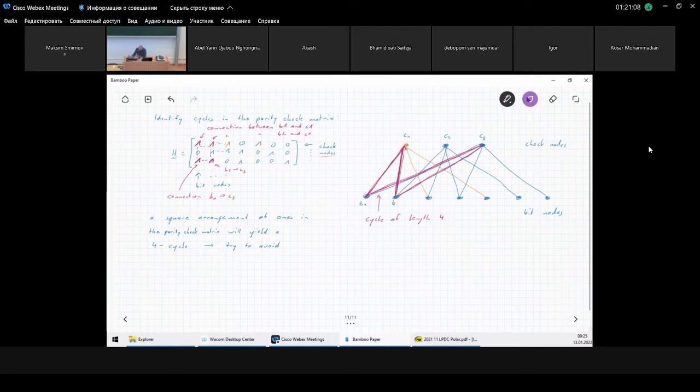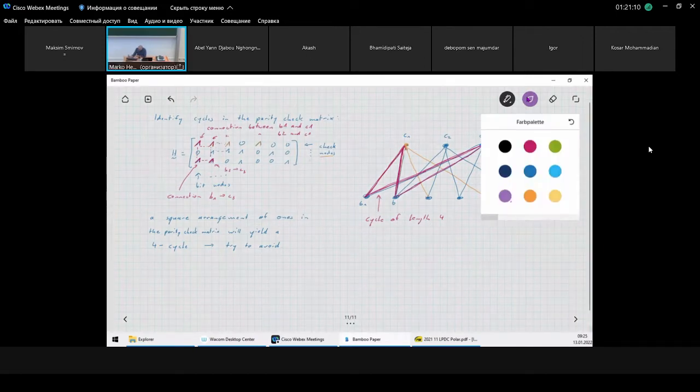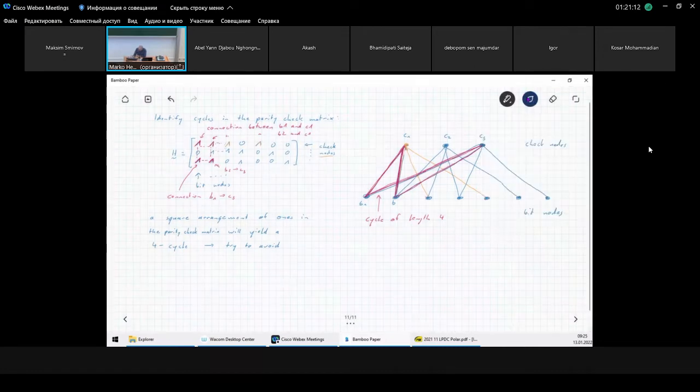Even would have one more here. So we have a couple of 4 cycles here. So this one cycle, you can also try to follow this on the Tanner graph.